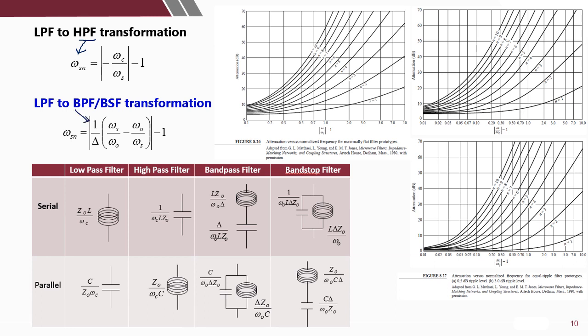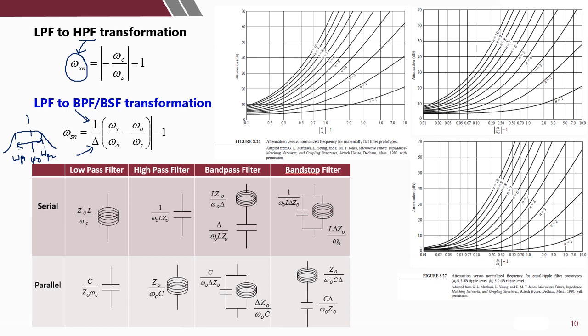If you have a band pass filter or band stop filter to be designed, the omega n will be equal to this equation, which is the fractional bandwidth equation. It is omega p2, the passband frequency, minus omega p1, divided by the center frequency, omega naught. If you have to design the high pass filter, the normalized stop band frequency is equal to minus omega c, the cutoff frequency, divided by omega s, the stop band frequency, minus 1.